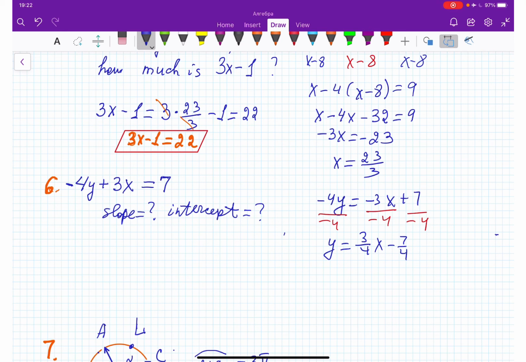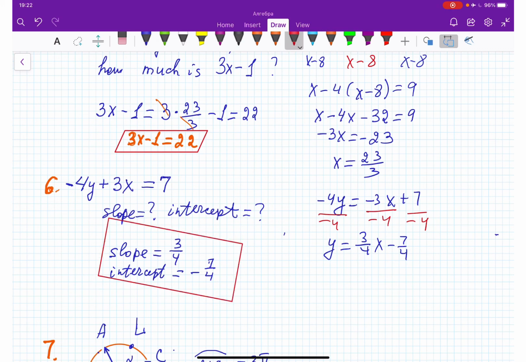So, what do we get? The slope is positive, right? 3/4. And the intercept is negative 7 over 4. All right? That's all right.